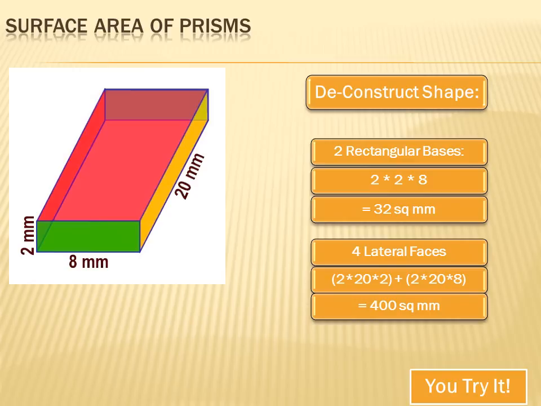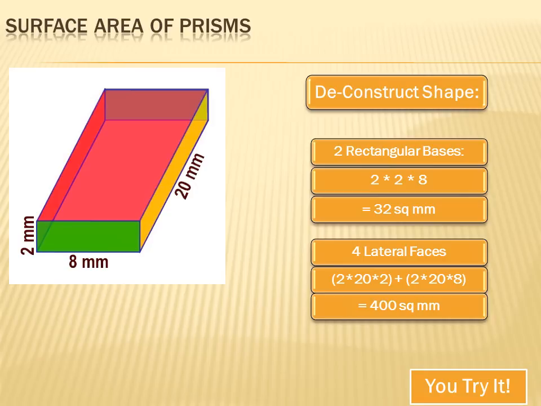Now I got 4 lateral faces, and they're different sizes. This lateral shape is 20 by 2. That's going to be 2, and that's 20. But this, the top of the shape, is going to be 8 by 20. So I've got 2 surfaces that are 2 by 20 and 2 surfaces that are 8 by 20. So when I add that up, I've got 2 times 20 times 2 plus 2 times 20 times 8, and that totals to 400 square millimeters.